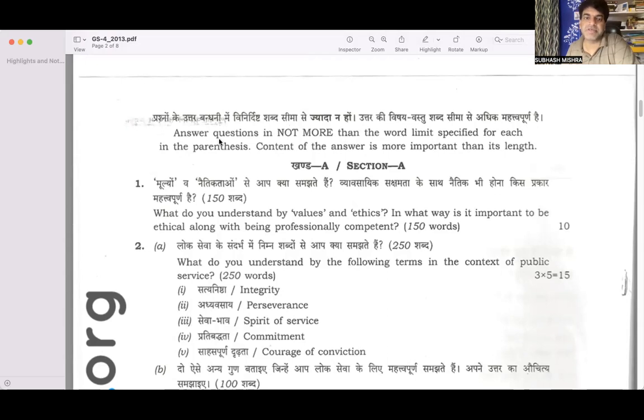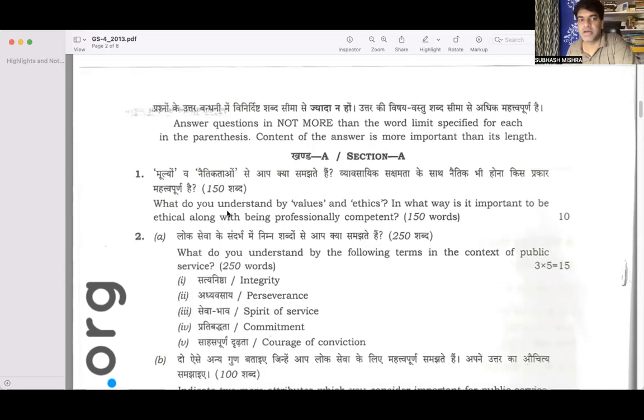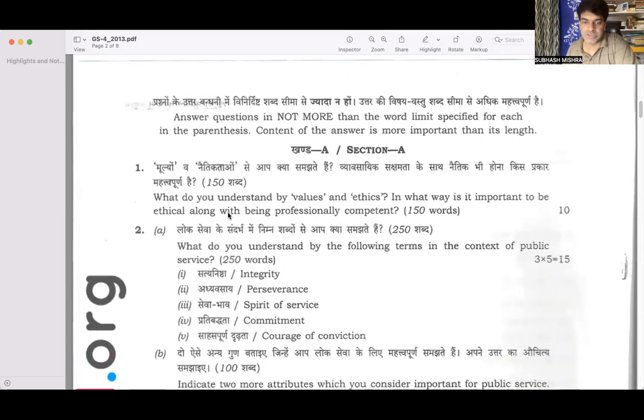The rules of the game: answer questions in not more than the word limit as specified. So the word limit here is 250 words. Here it is 150 words, right? But the answers to questions today are much shorter than earlier. Earlier, in 2013, questions were much longer and were of a different kind. Now they are only asking a specific kind of question in a specific way. We'll see that along the years as we go onwards.